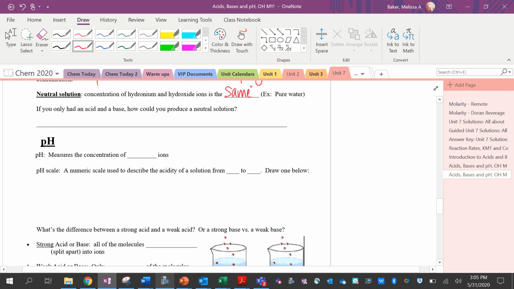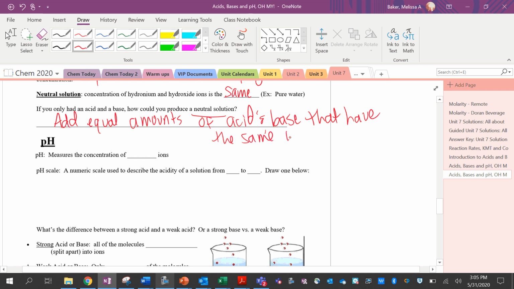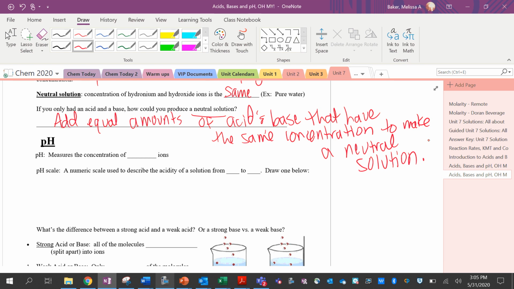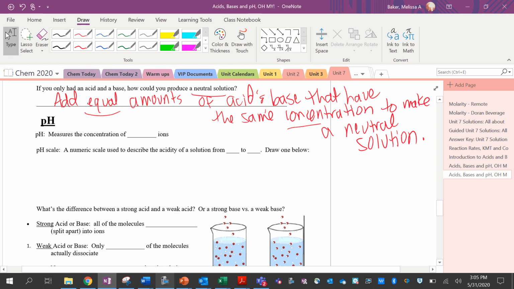So if you had an acid and a base, how could you make something neutral? You could add equal amounts of acid and base that have the same concentration. That is one way to do it, to make a neutral solution. Another way to do it is, let's say you had a really strong acid and a weak base. Well, you're just going to have to add a lot more base until finally it neutralizes that strong acid. So it's nice and handy if you have equal amounts of two that are the same concentration. You don't have to go slowly until you hit that neutral.